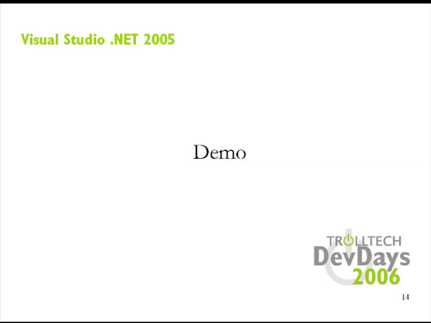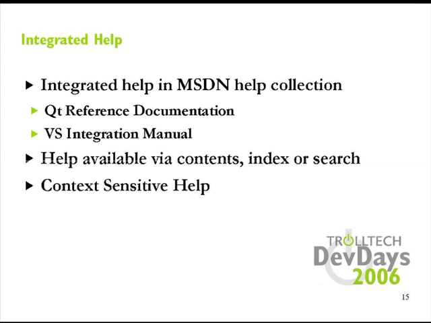In addition, what we provide as well is integrated help. I said in my second slide, why do we need integrations? Because we don't want to switch between several applications. So it doesn't make sense that you use Visual Studio, but to look up help, you always have to go to Assistant, to your online browser, or whatever. So we also integrated the Qt documentation inside the MSDN help collection. So you will find the Qt reference documentation, the normal one as you will find in Assistant. In addition, you will find a manual on how to use the integration. This integration manual is not available anywhere else. So don't try to find it in Assistant, it's not there. The help is available via contents, index, or search, just as you would expect.